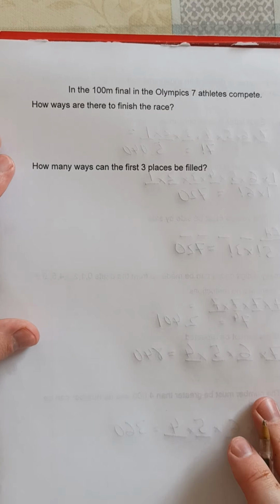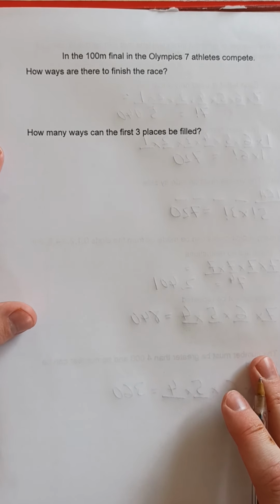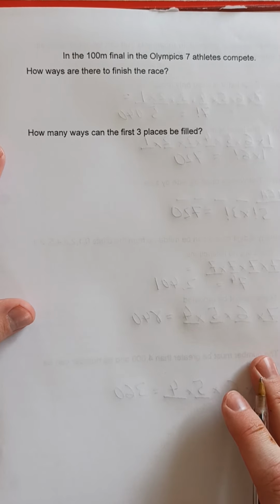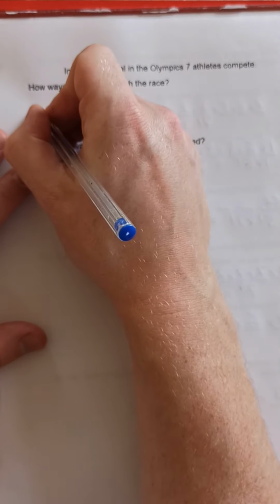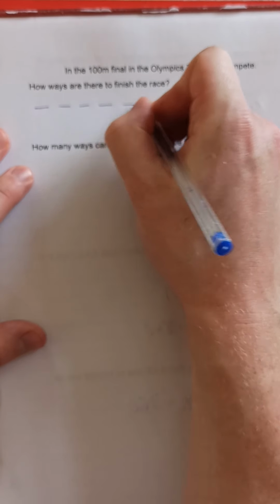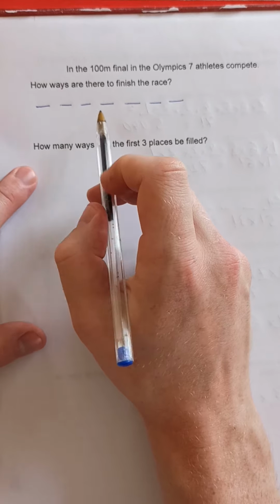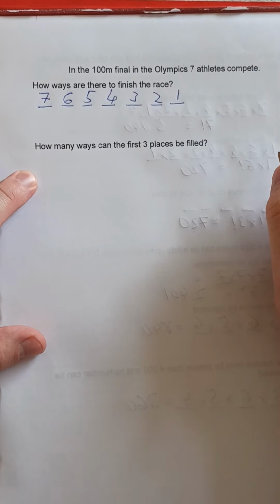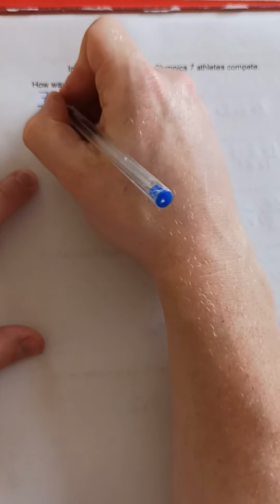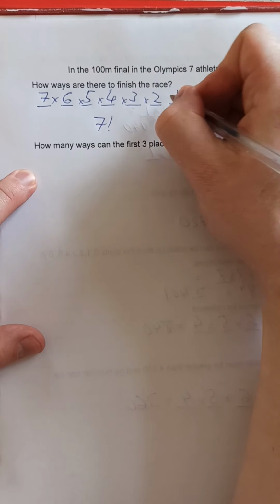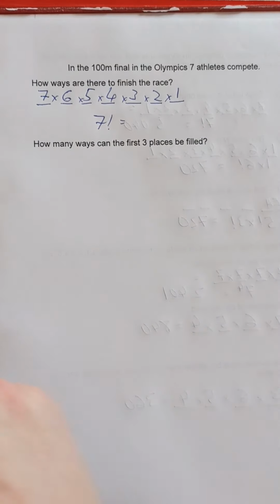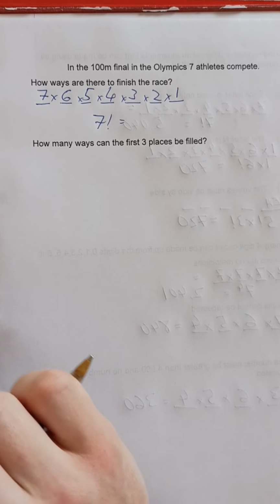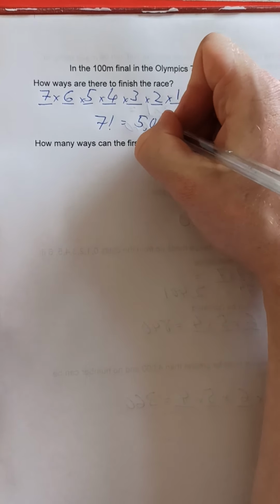Okay, last question then. In the 100-meter final in the Olympics, 7 athletes compete. How many ways are there to finish the race? So again, we have 7 spaces. So 7 athletes can finish first, 6 can finish second, and so on. Or else we can write it as 7 factorial. Put it into your calculator. And you have 5,040.